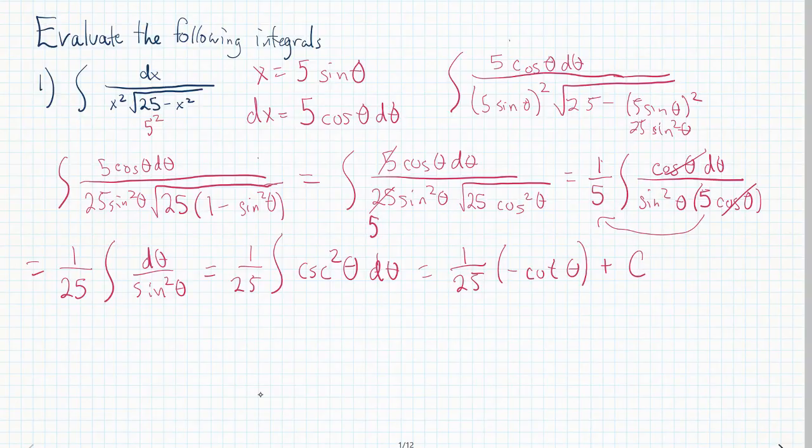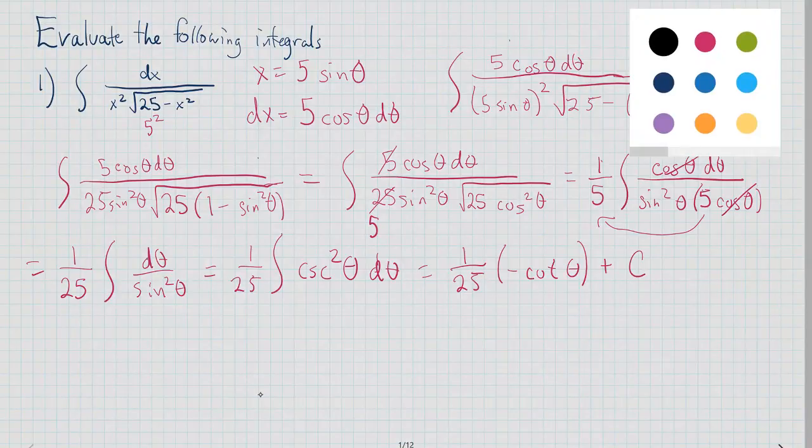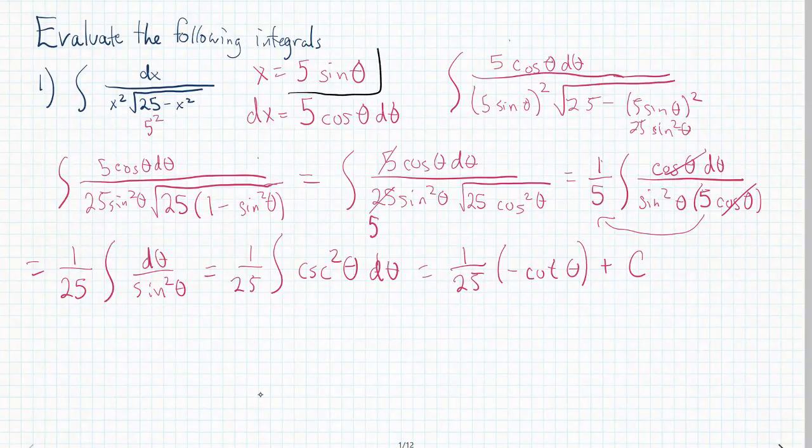But we aren't done yet. It seems like we're done, but we're not. We have things in terms of theta. That's good, everything's hunky-dory. So now, here's where we have to change our game plan. We have to use this x equals 5 sine theta. If x equals 5 sine theta, notice that means x over 5 equals sine of theta.